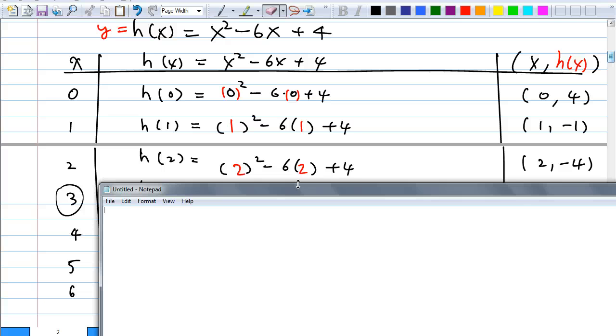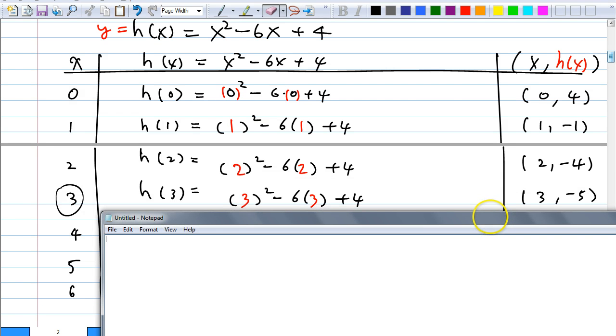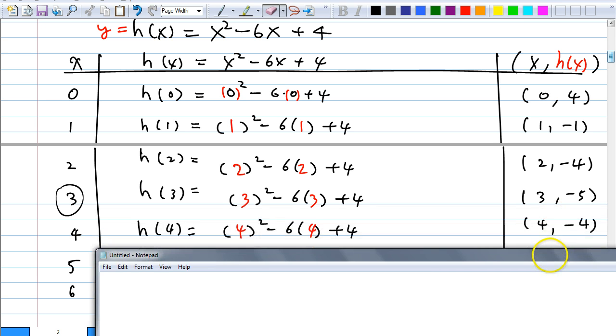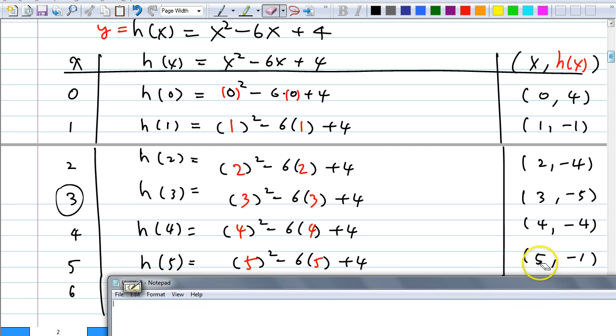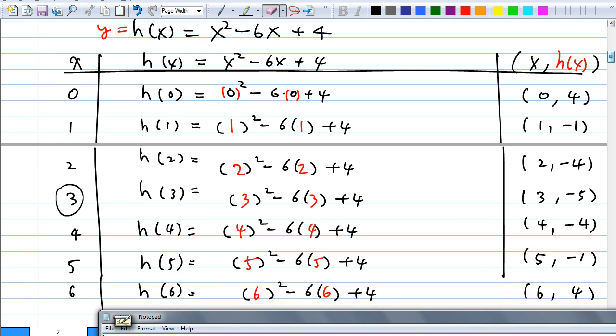So how many people got a value for 3? When you plug in 3, who's got this one? How about Dakota? What did you get? You got -5? I think I got the same. There you go. What about for 4? Yes, Angel? -4. What about for 5? Yes, Matthew? -1. And what about for 6? Yes, Eunice? 4. Did you all get that? All right, and then I asked you to plot these.